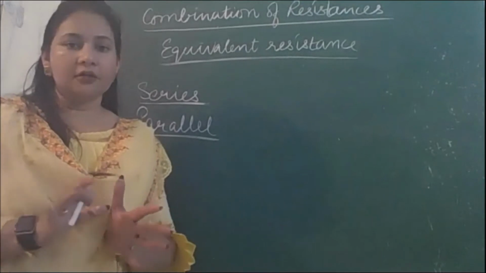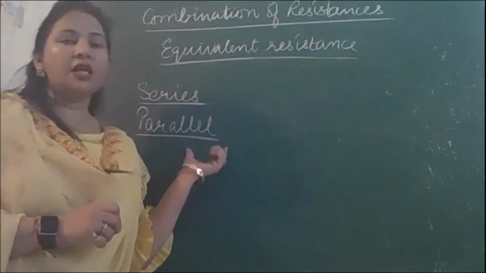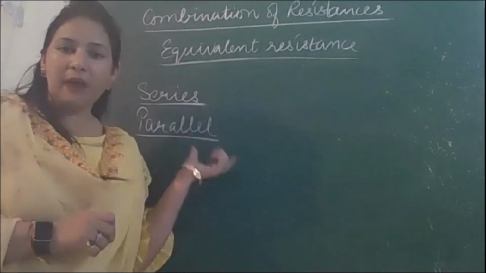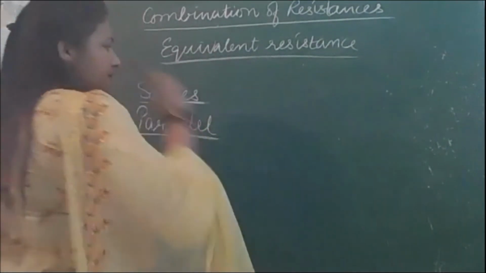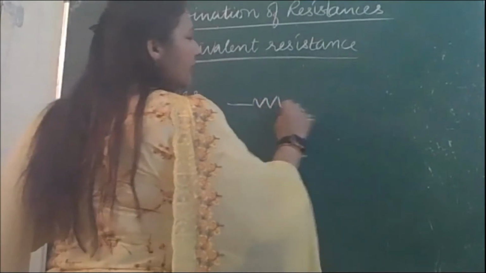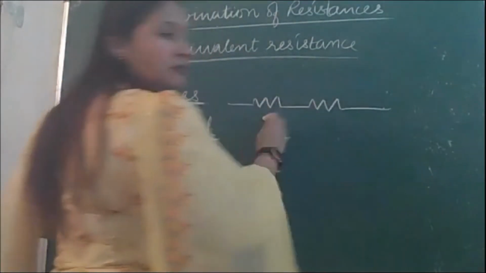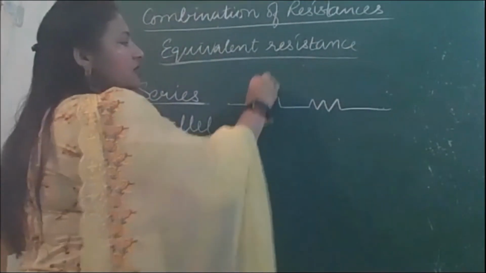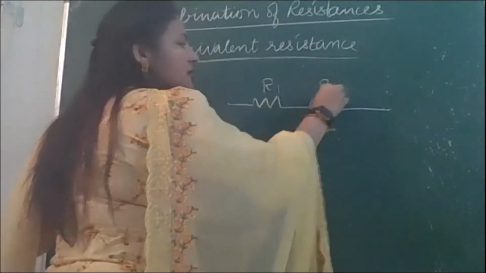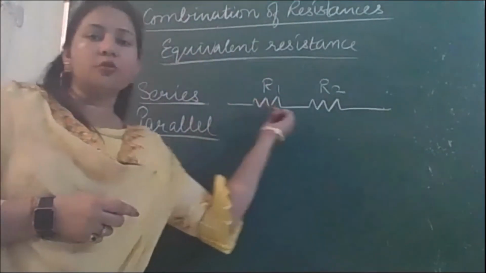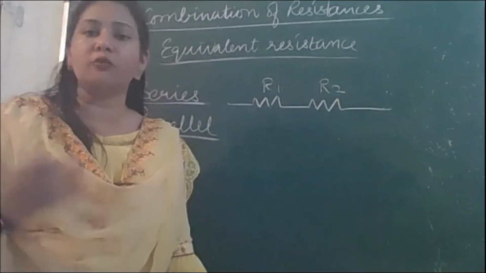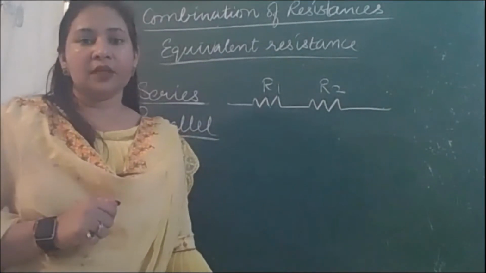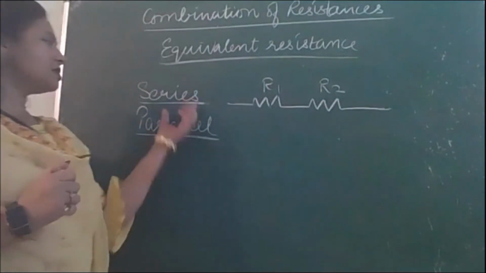That is equivalent. So there are two types of combinations, series and parallel. Now resistors are said to be connected in series when they are connected end to end. This is a symbol of resistance. So when two or three resistors are connected end to end, one after the other, in the same wire, we call them in series. Okay? So you can write down the answer to this question.